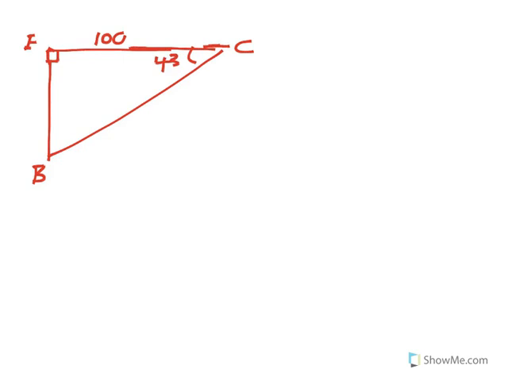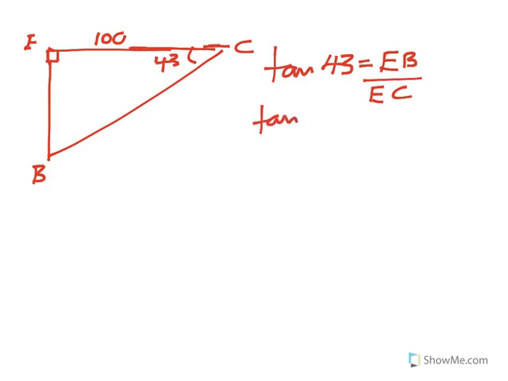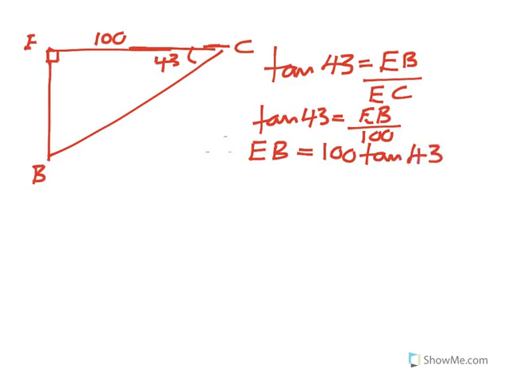Now the first thing that I want is to find EB. So how do I find EB? I say tan 43 is equal to opposite, which is EB, over adjacent, which is EC. So tan 43 is equal to EB over 100. Therefore EB is equal to 100 tan 43. That's the first one.